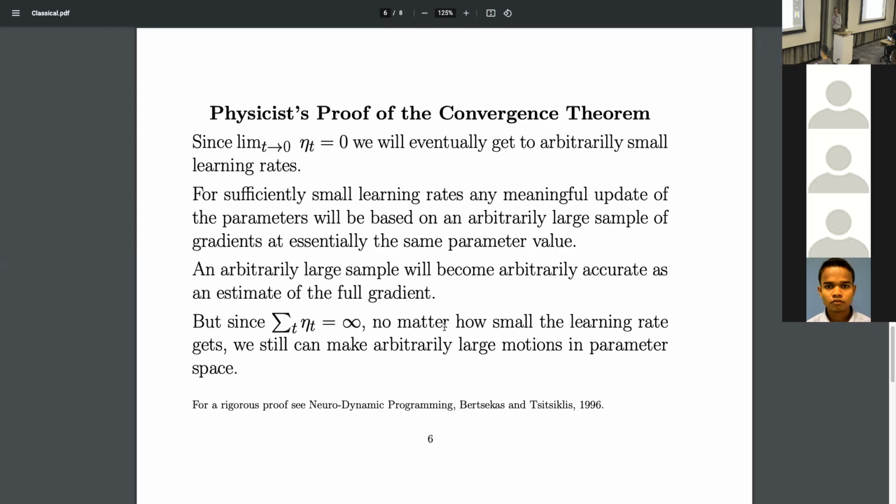The learning rate is going to 0. So that means if I wait long enough, the learning rate is getting arbitrarily small. So if the learning rate is getting arbitrarily small, then it's going to take an arbitrarily large number of updates to change the parameters. Right? So if it's going to take an arbitrarily long time to change the parameters, that means that we're getting an average over an arbitrarily large number of stochastic estimates of the gradient.